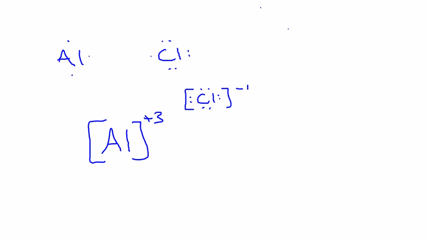We're going to have an aluminum with a +3 charge, but it wants to get rid of 3 different electrons, and chlorine only needs 1. So we're actually going to have 3 satisfied chlorines, each with a -1 charge. -1. And -1.